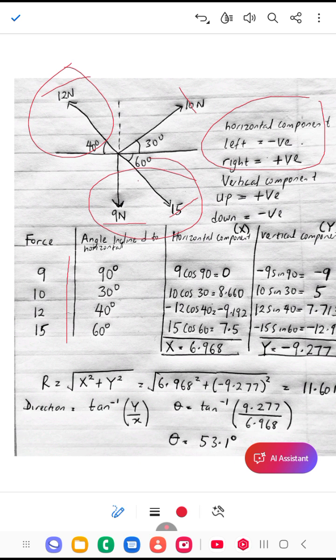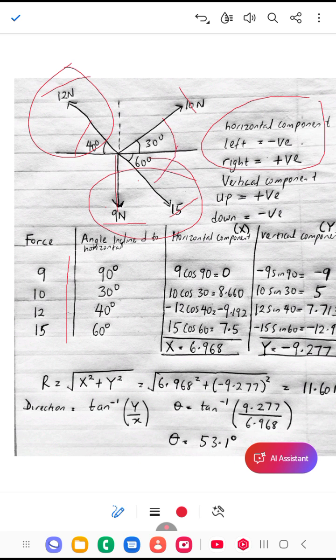So let's look at 9 Newton. 9 Newton is going like this. It is going straight downward, and the angle inclined to the horizontal is 90 degrees. While for 10 it is 30 degrees. For 12 it is 40 degrees. While for 15 Newton it is 60 degrees.